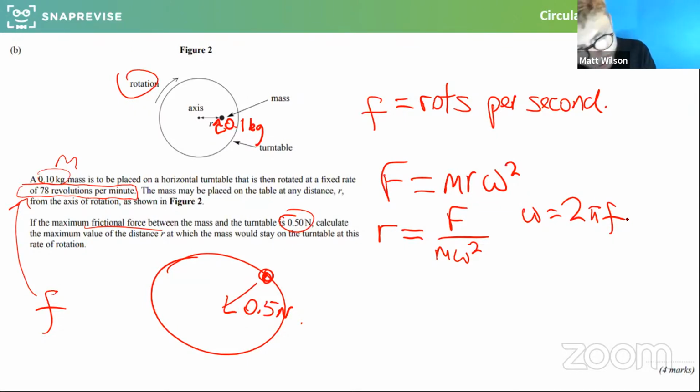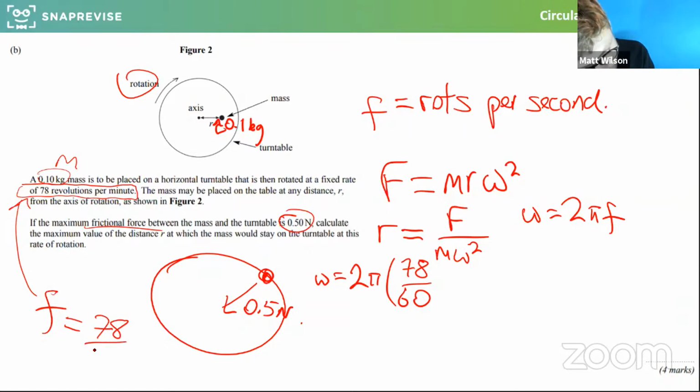So let's first figure out omega. Well, omega is equal to 2 pi times, okay, what's the frequency? Well, we have 78 revolutions per minute, which means we do 1/60th of that in a second. So the frequency in hertz, in revolutions per second, is 78 over 60. If you chuck that into a calculator, you'll get 1.3, etc.